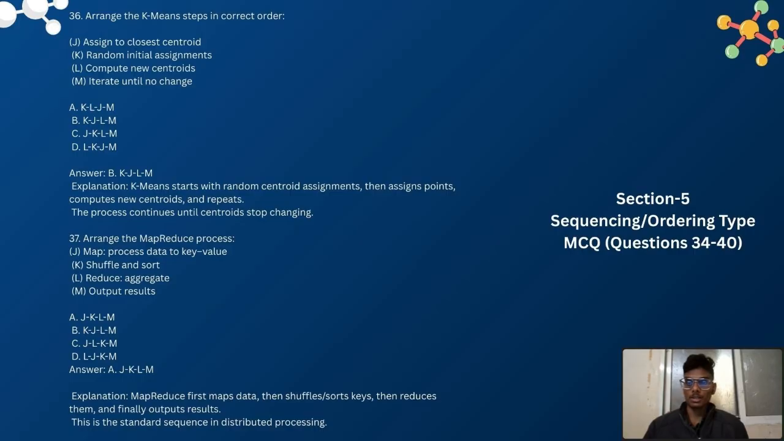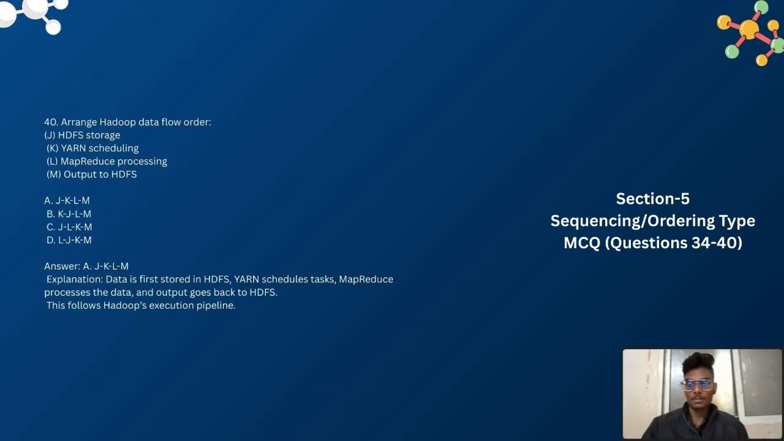Question number 37. Arrange the MapReduce process. The answer is J, K, L, M. MapReduce first maps data, then shuffles and sorts keys, then reduces them, and finally outputs results. This is the standard sequence.